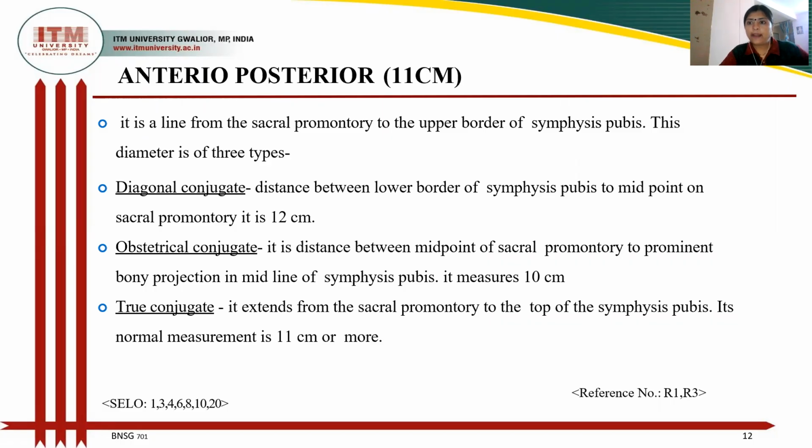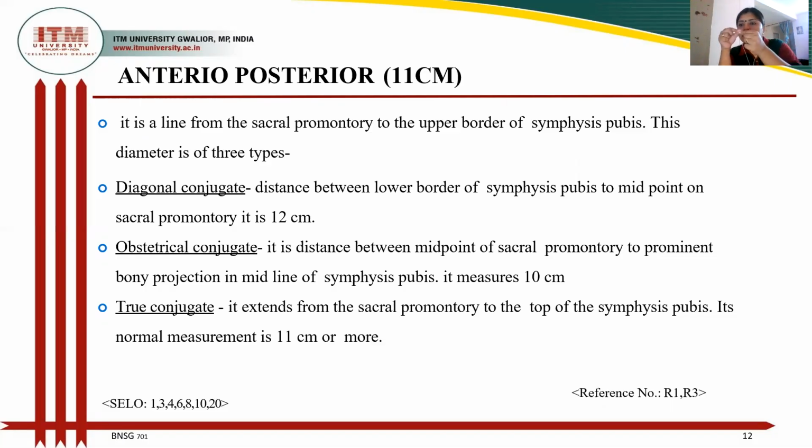Now speaking about the anterior posterior diameter. How much is the length of the anterior posterior diameter? It is 11 centimeter. An imaginary line is drawn between the anterior aspect and the posterior aspect, and that is 11 centimeter. From where to where are we drawing it? We are drawing an imaginary line from the sacral promontory to the upper border of the symphysis pubis.